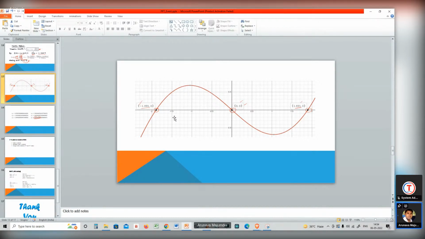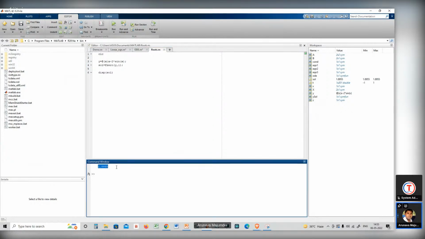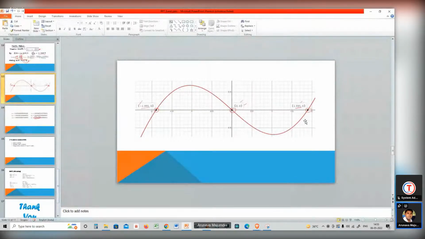So what MATLAB does: if I want the positive solution of this function, I put any positive number, suppose I put 1. 1 is the initial point, just like in fixed point iteration or Newton-Raphson method, an initial point is required. So here this 1 is just the initial point. If I put it and solve this, look, 1.8955. And look here, 1.895. You can see it entirely matches the positive solution.